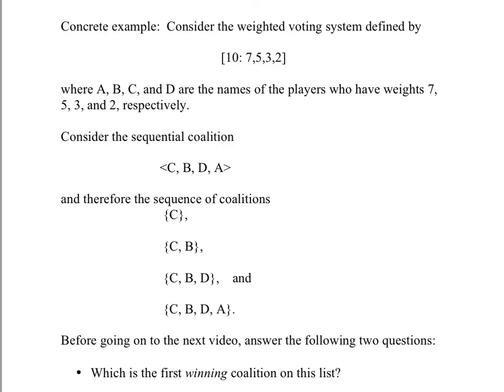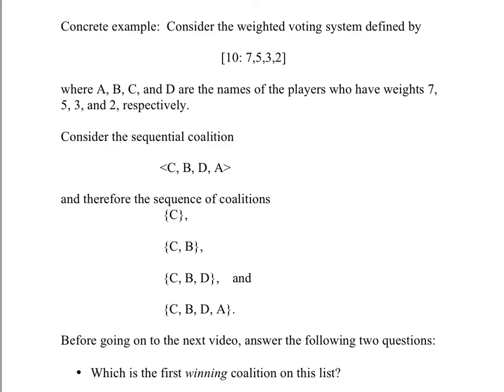Let's look at a concrete example. Consider the weighted voting system with quota 10 and weights 7, 5, 3, and 2. Let's call A, B, C, and D the players who have weights 7, 5, 3, and 2 respectively. Consider the sequential coalition we've been talking about, CBDA, in exactly that order, and therefore the associated sequence of coalitions: C alone, C together with B, C, B, and D together, and C, B, D, and A together.